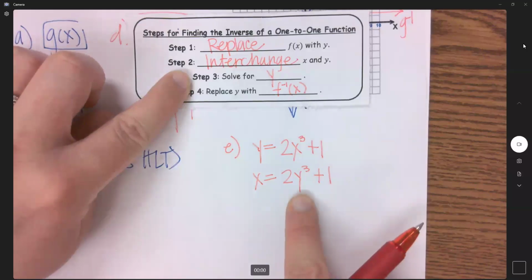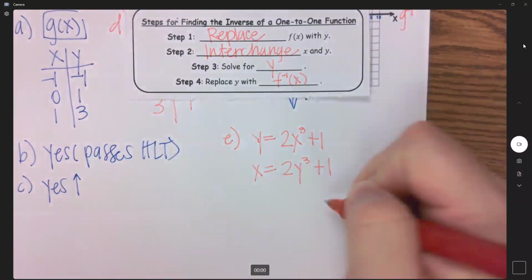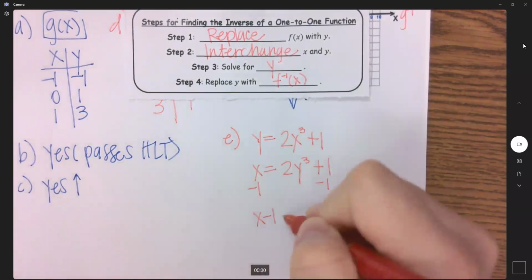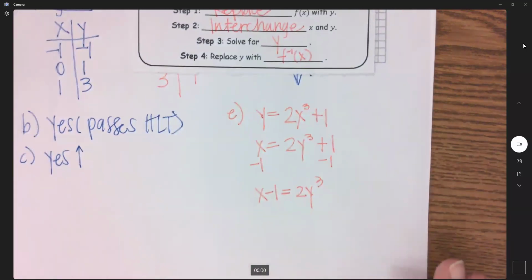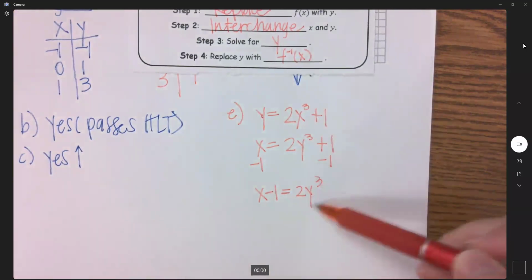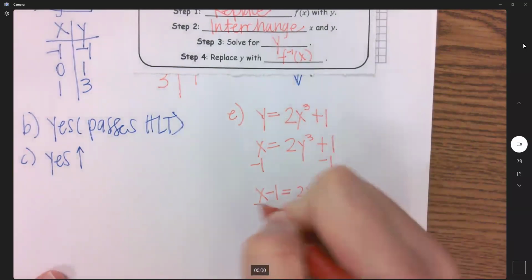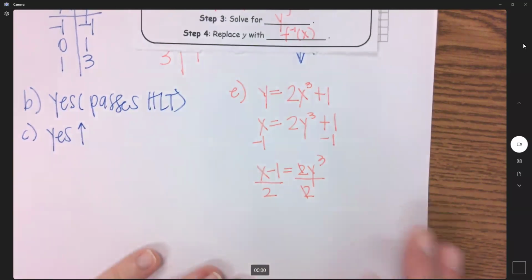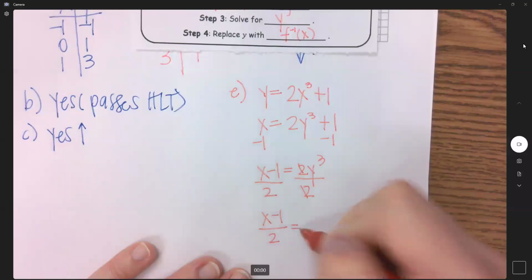Step 3 is to solve for our y. So to get y by itself, the first thing I'm going to do is subtract my 1 over. We get x minus 1 equals 2y cubed. To solve for y, I need to get y cubed by itself first. So I'm going to divide everything by 2. This side here can't simplify at all. So that is x minus 1 over 2 equals y cubed.